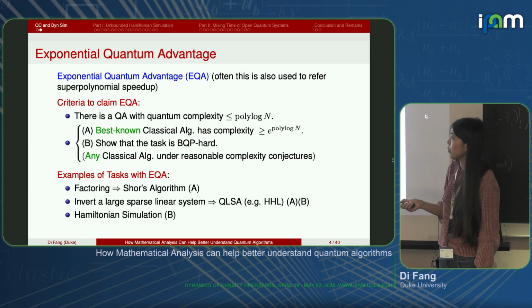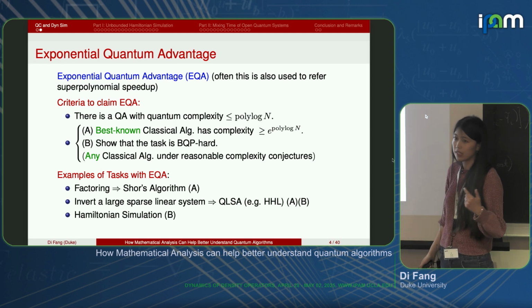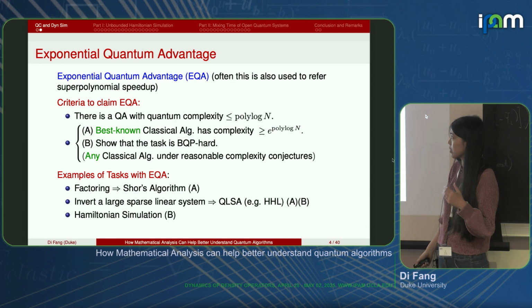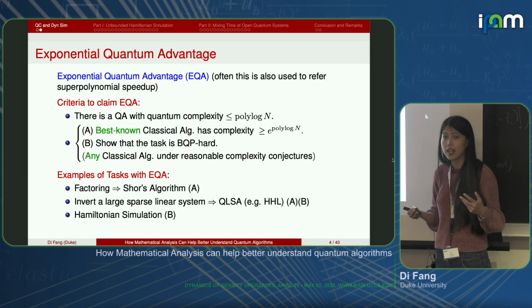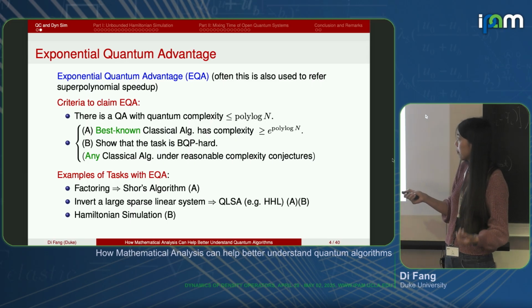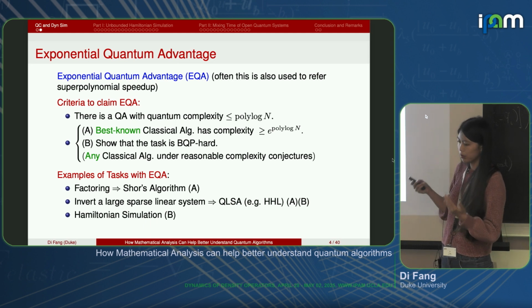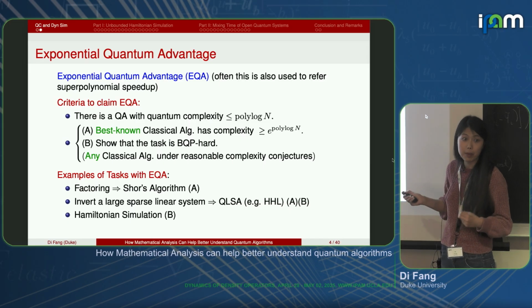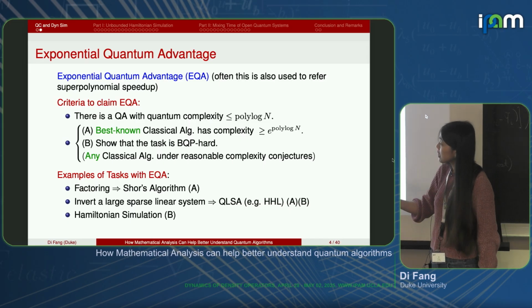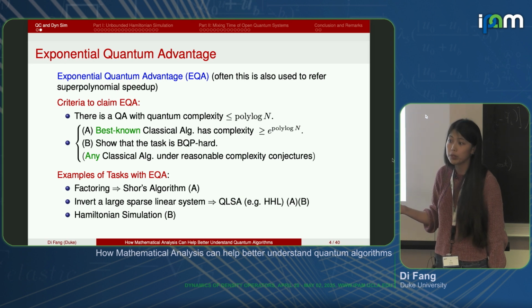And then the second example is if we want to invert a large sparse linear system, suppose the sparsity is also polylog n, then you can efficiently solve it by a quantum linear system algorithm. A particular one is called HHL, Harrow, Hassidim, and Seth Lloyd, named after these 3 folks. And today, what I'm going to talk about is Hamiltonian simulation.